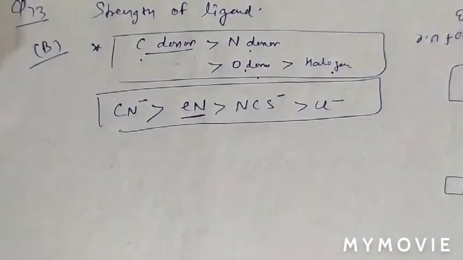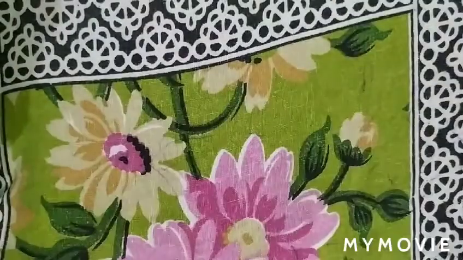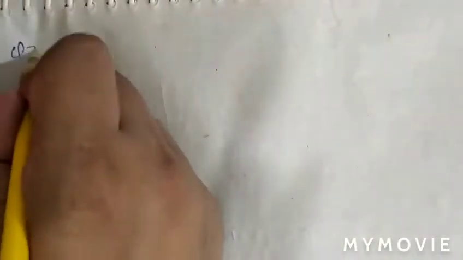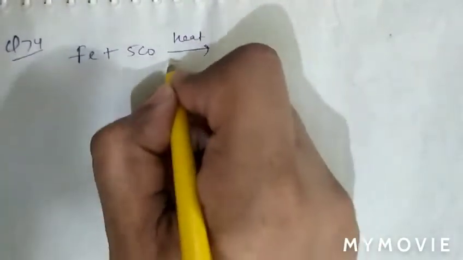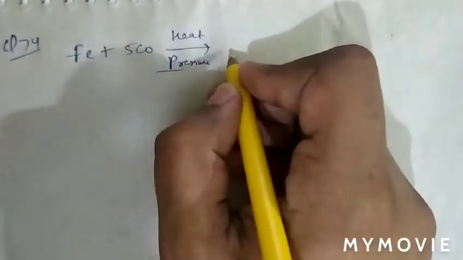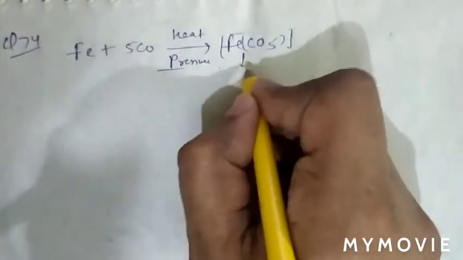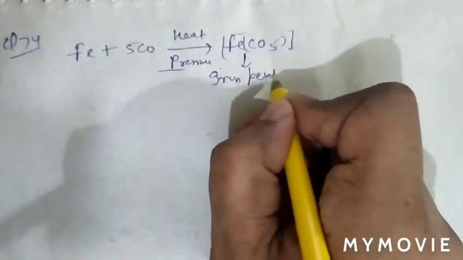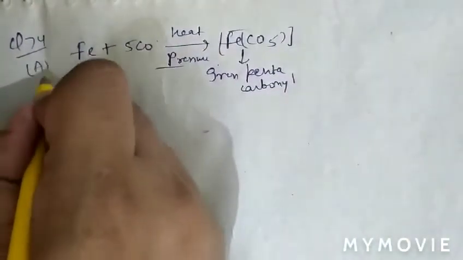See question number 74. In question number 74, when iron combines with 5CO in the presence of heat and pressure, it gives Fe(CO)5, and this compound is iron pentacarbonyl. So question number 74, option A is correct.